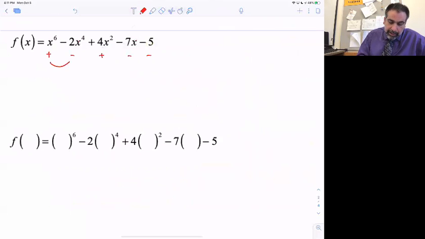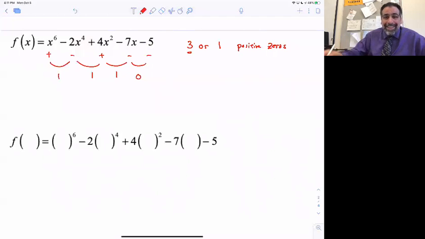So if we're looking for sign changes, we got 1 there. We have 1 there. There's another one, not there. So we've got 3 sign changes, which means we will have either 3 or 1 positive zeros. Okay, it's either the number of sign changes or the number decreased by an even integer. Now we're going to come down here, we're going to substitute in negative x. We're looking for the number of negative zeros that are possible with this problem.